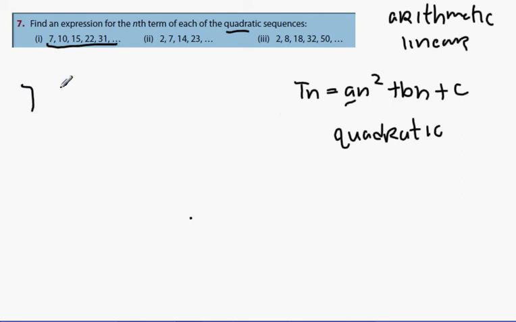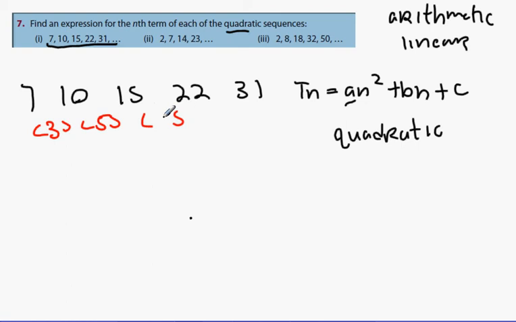We write down 7, 10, 15, 22, and 31. We get what's called the first difference. The first difference is where we basically get the gap between each one. Now, what do you know about the gaps? 3, 5, 7, 9. What do you think the next one will be? 11. Which means the next value will be 42.